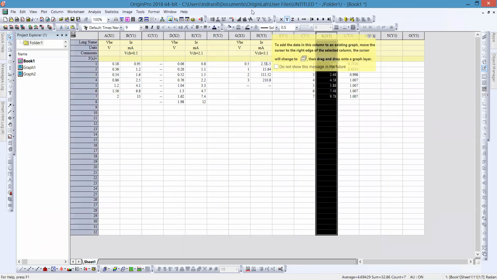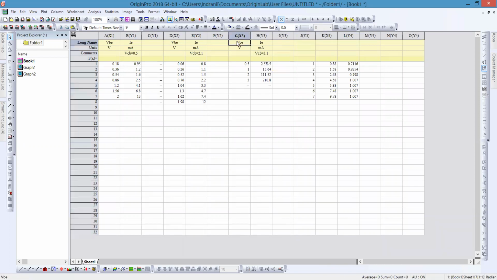Okay, so for this set of data, sorry, I forgot to write this down. This is VCB and this is IC, the collector current in milliamps, and this is the collector base junction voltage in volts. IE, the emitter current, is what we have considered as 1 milliamp. So for this set of data, we can plot.